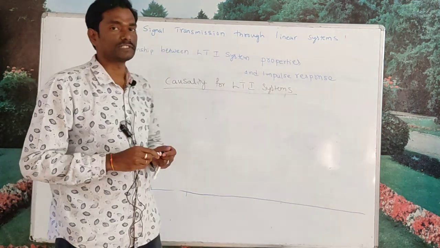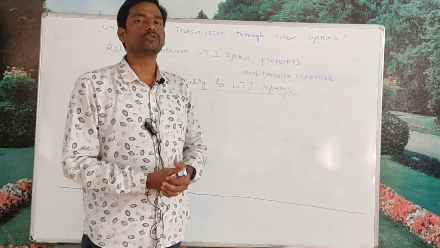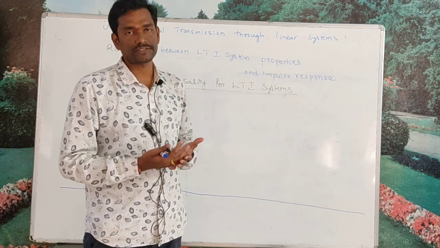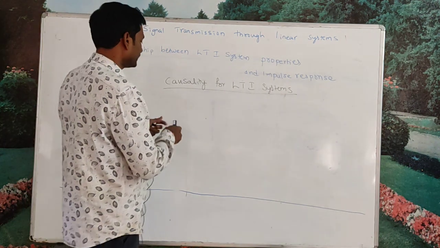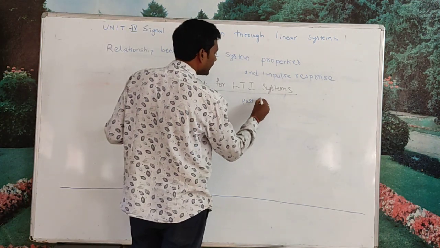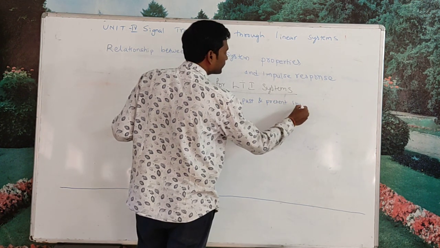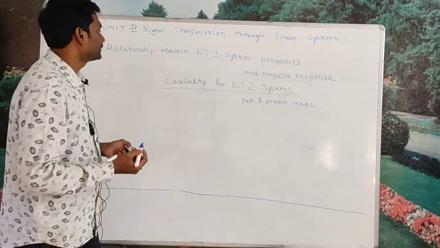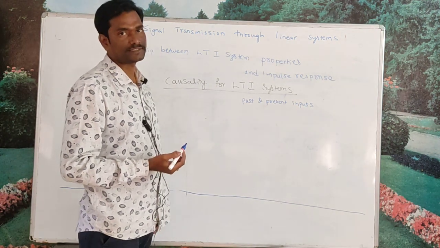So what is a causal system? A system is causal if its present output depends on the present input and the past inputs, but not on the future inputs. That means a system is said to be causal if it depends only on the past and present inputs, but not on the future inputs. If the system depends on the future inputs, then that is said to be a non-causal system.